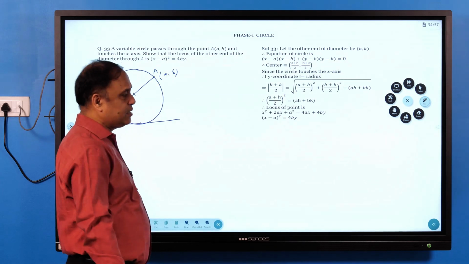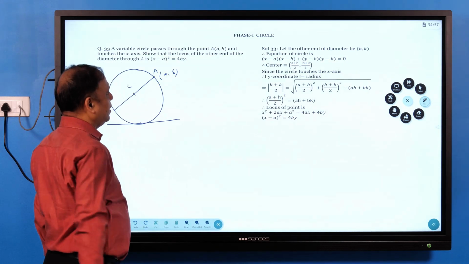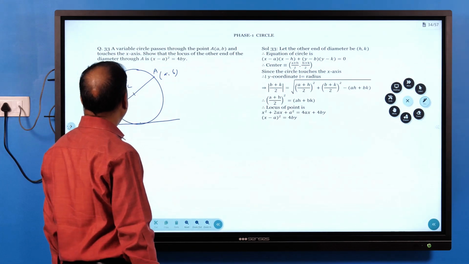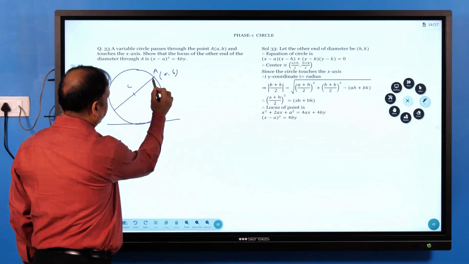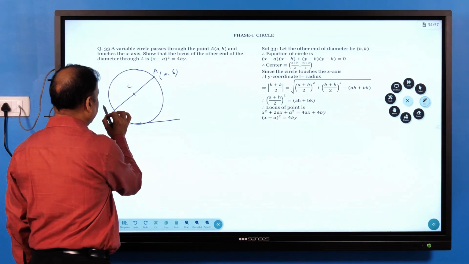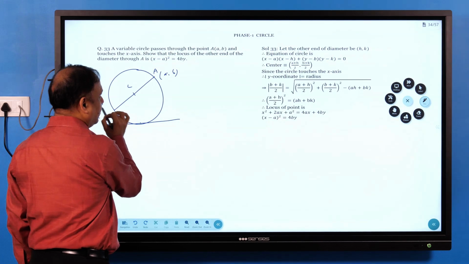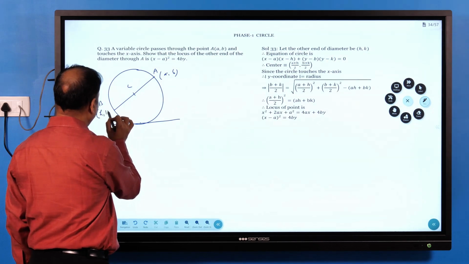So the center is not fixed. The center is just C. I am not considering any one center, so that the locus of the other end of the diameter through A. So this is the other end of the diameter. Suppose B, I'm taking the other end of the diameter as (h, k).